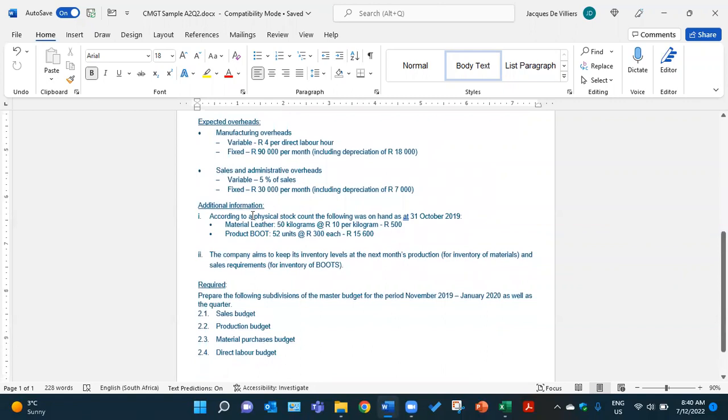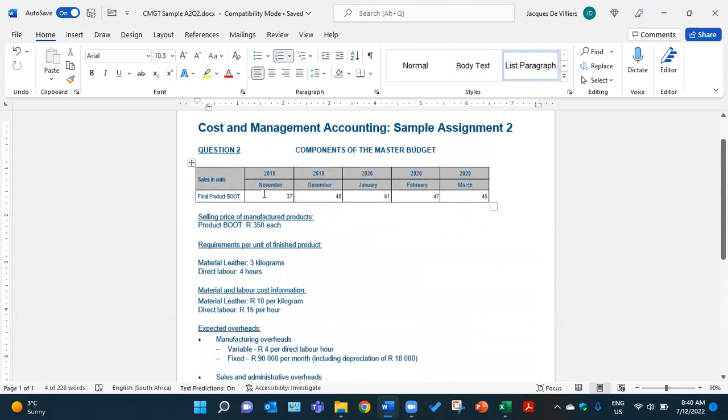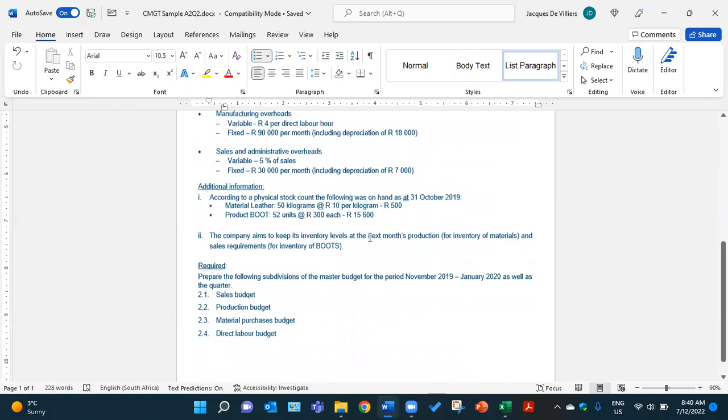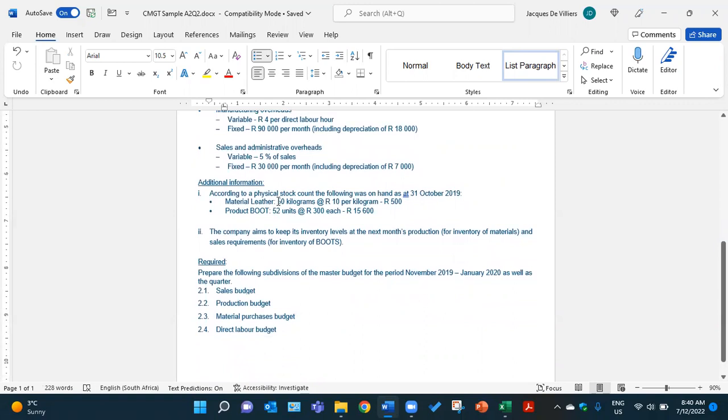So it says, according to a physical stock count at the end of the previous quarter, 31st October 2019, we are looking at 1 November 2019. So nothing will change at midnight. So at the beginning of your quarter, you have 50 kilograms of leather at hand, and you have 52 completed units of your boots at hand.